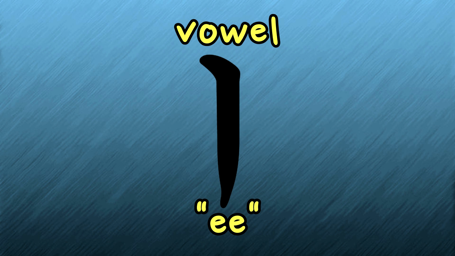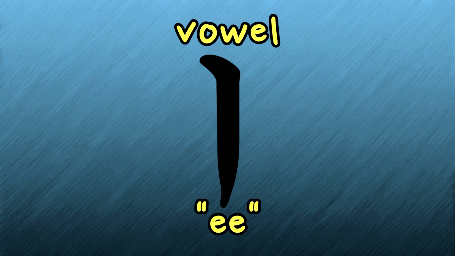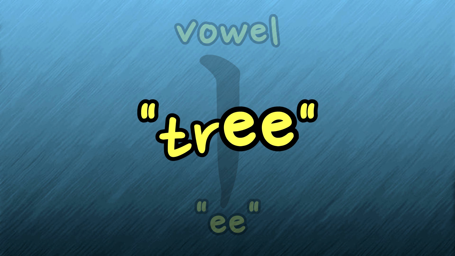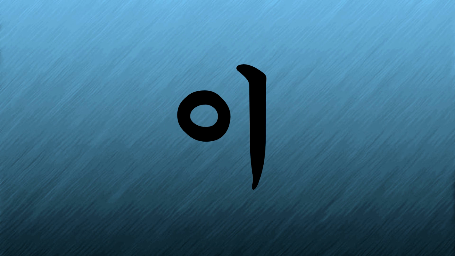Here's our last vowel. To draw it, make a vertical line from the top to the bottom. Practice writing this on your own a few times. This vowel is pronounced E, like the E sound in the word tree. Let's hear it a few more times. E. E. And one more time. E.